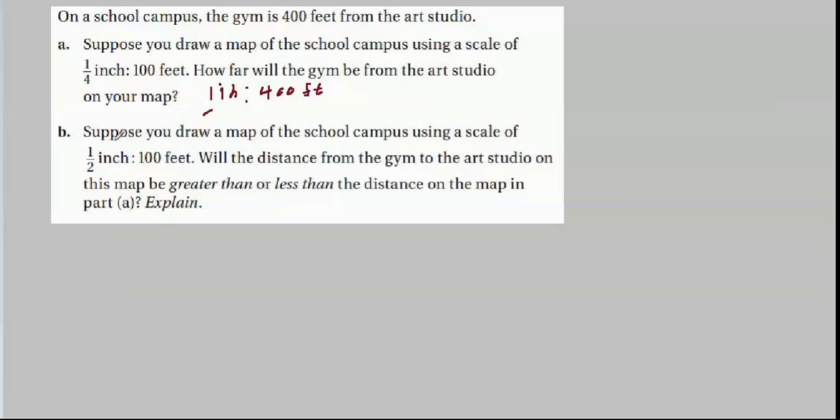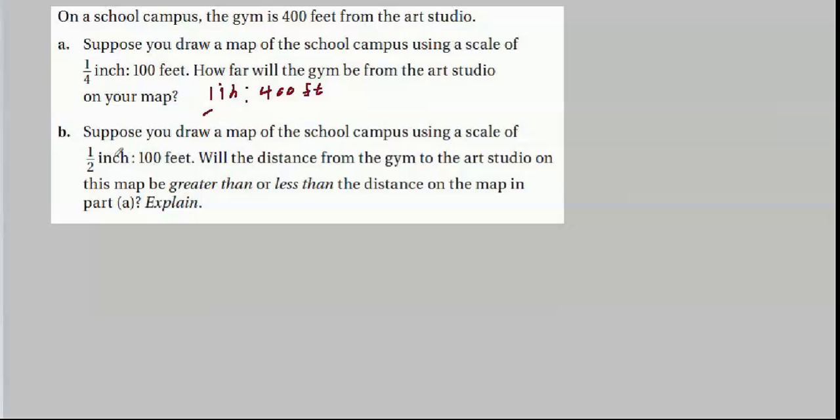So assuming you're working with maps that are actually smaller than the real thing, the closer you get to a 1-to-1 scale, the bigger your map is going to be, and the farther apart things are. Now, 1/4 inch to 100 feet, 1/2 inch to 100 feet isn't a lot closer to 1-to-1, but it is closer, because 1/2 inch is bigger than 1/4. So the distance, of course, will be greater, and we can easily compute what that will be.